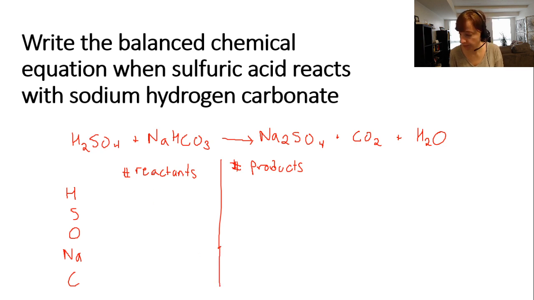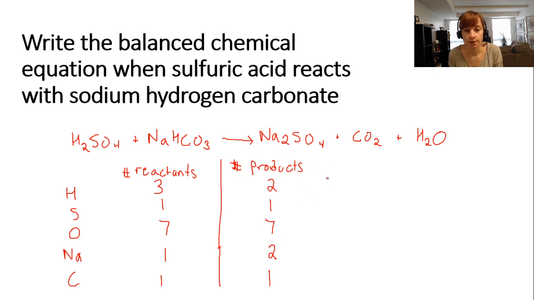Hydrogen, we have 3 on the reactant side, 2 on the product side. Sulfur, there is 1 on the reactant side and 1 on the product side, so that's good. Oxygen has 7 on the reactant side and 7 on the product side. Sodium has 1 on the reactant side, but 2 on the product side. We have 1 carbon on reactants and 1 carbon on product.